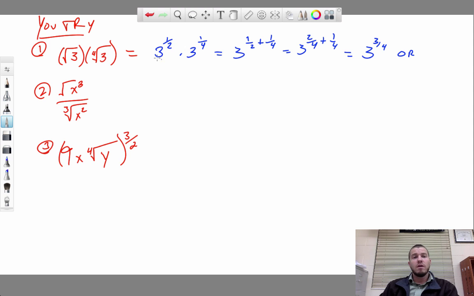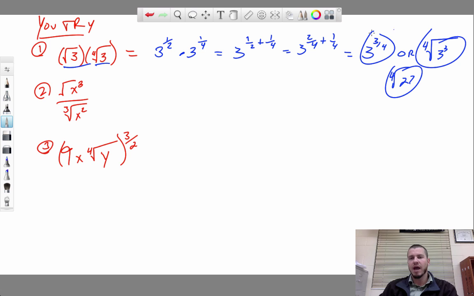So for this first one, again, I can change them to exponential form. 3 raised to the 1/2 times 3 raised to the 1/4. Now I can add those exponents. The 1/2 needs to change to a denominator of 4, so that's 2/4, and add them, and that becomes 3 raised to the 3/4. Or you can write that as the 4th root of 3 cubed, or the 4th root of 3 cubed is 27. Any of those would be okay.